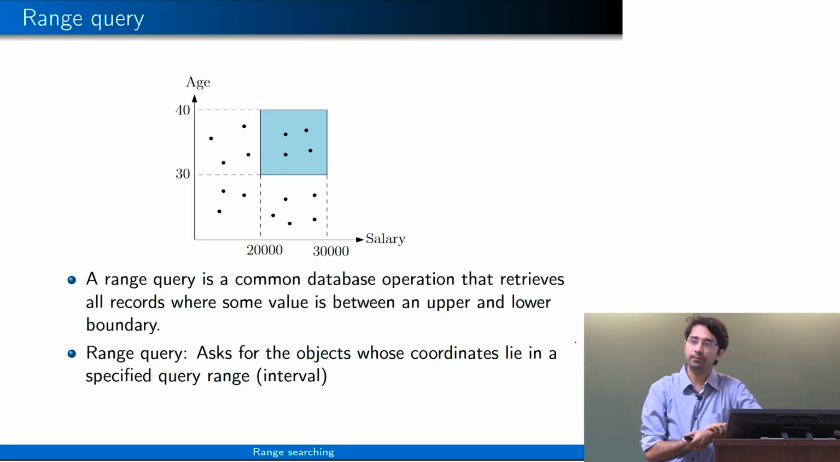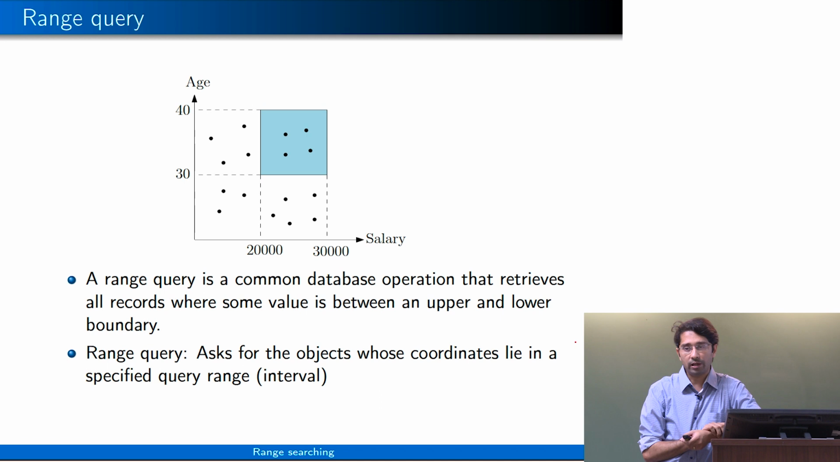Suppose you have data on a set of employees of a certain organization, and you have two components of the data. One is the age of the employee and the other is the salary of the employee. You have only these two. For simplicity, I assume that this is a database where you are storing these two pieces of information for all the employees.